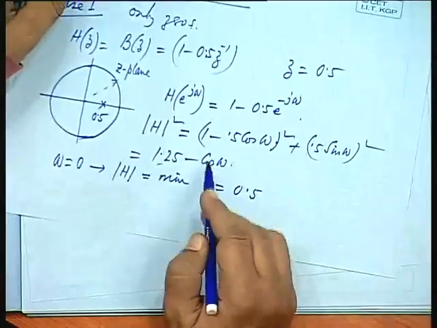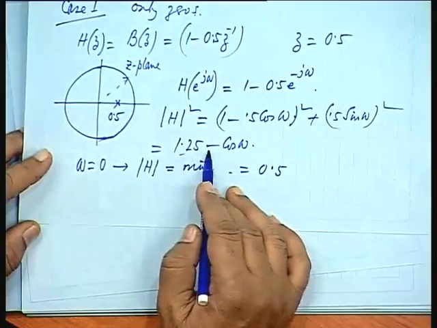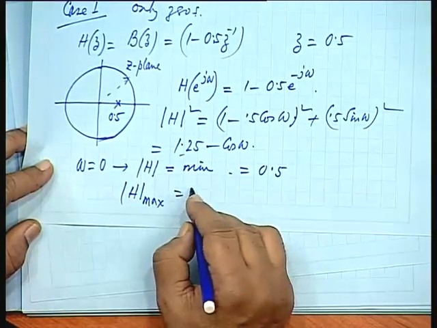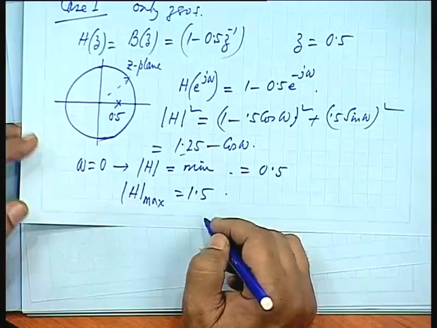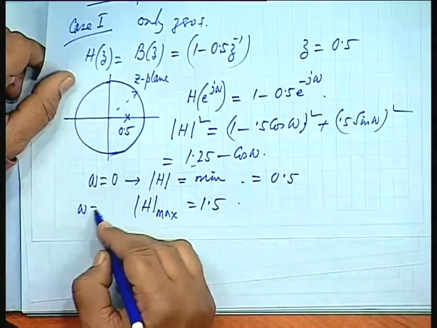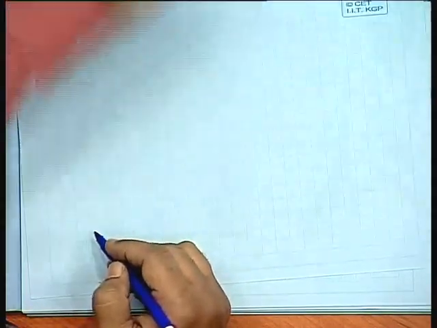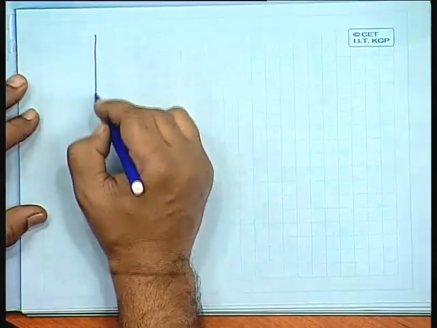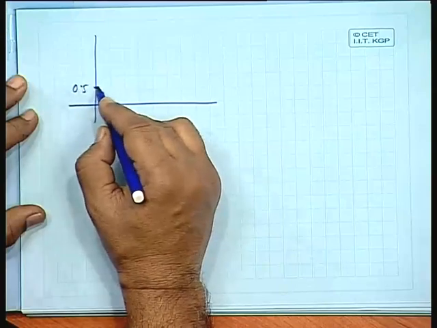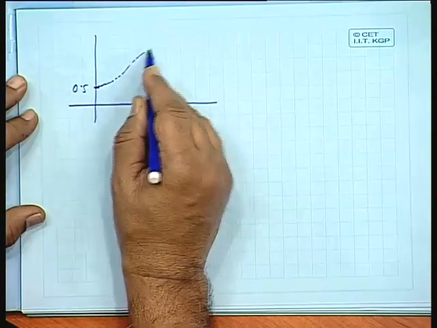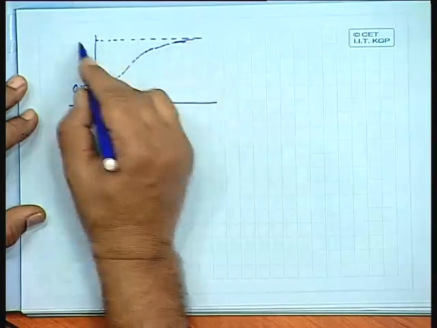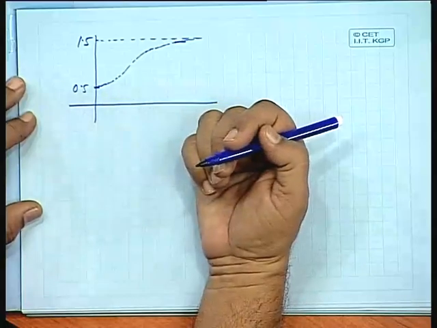And when is it maximum? When this becomes negative. So, this will become 2.25. So, |H| maximum is under root of 2.25, that is 1.5. At what frequency? When this becomes negative, so ω equal to pi. Okay. So, let us see what it looks like. It starts from 0.5 and goes something like this, up to 1.5. I am not making an exact sketch. Is that all right?